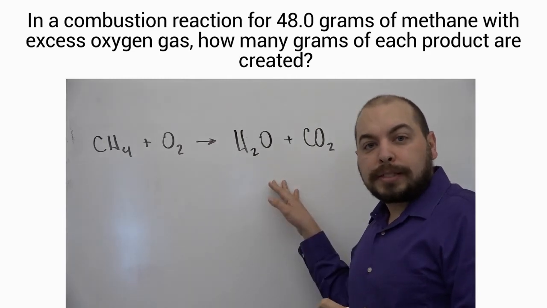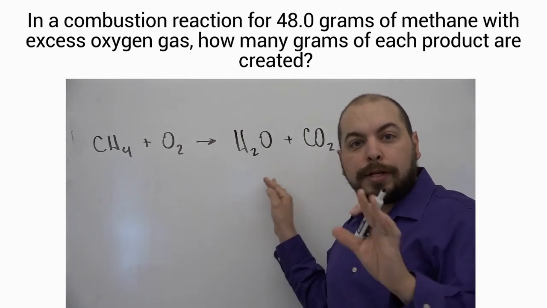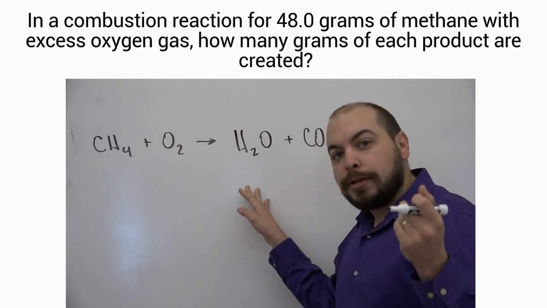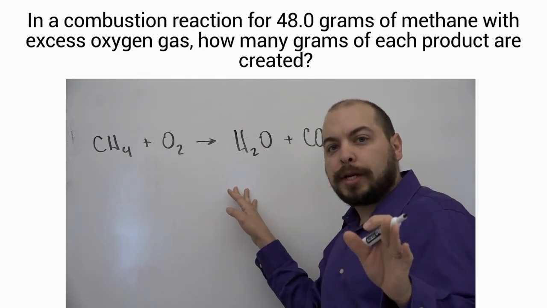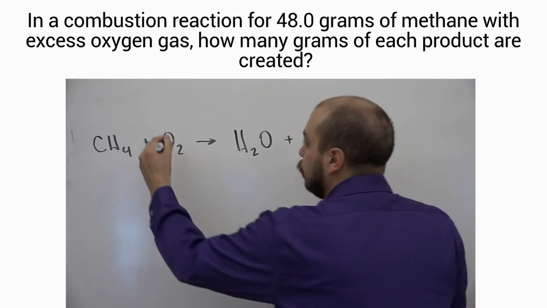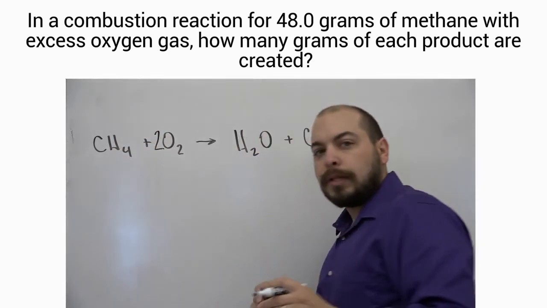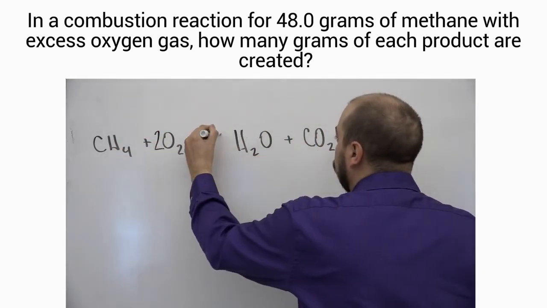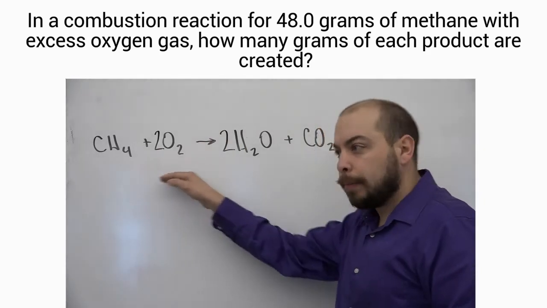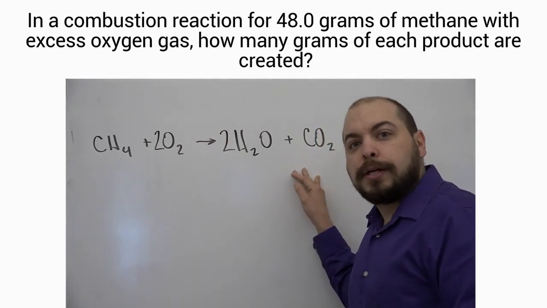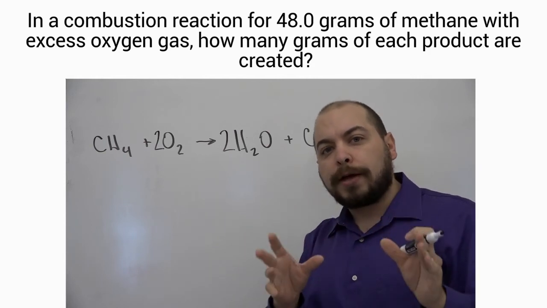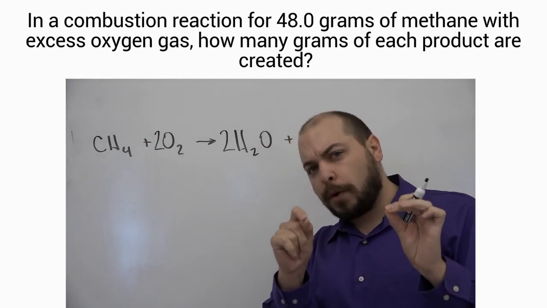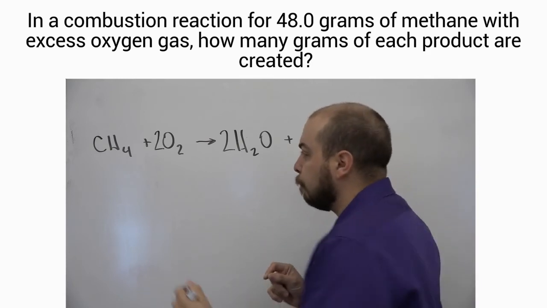We need to balance this chemical reaction. All right? If you need to remember how to balance chemical reactions, again, you can go back and look at the balancing equations video. But in this case, we're going to end up with a 2 in front of the oxygen and a 2 in front of the water. So now our chemical equation is balanced. So we have a balanced chemical equation here. And again, we're going to start with a value that's given to us. In this case, we have 48 grams of methane.